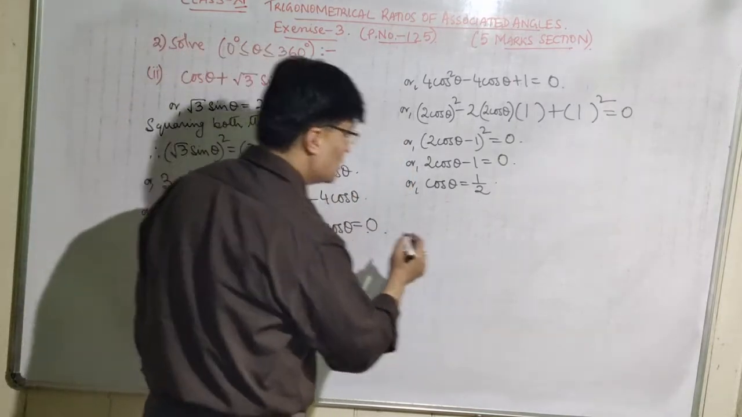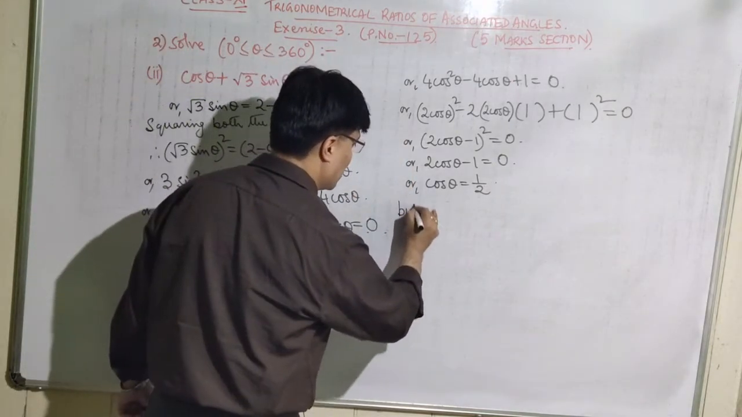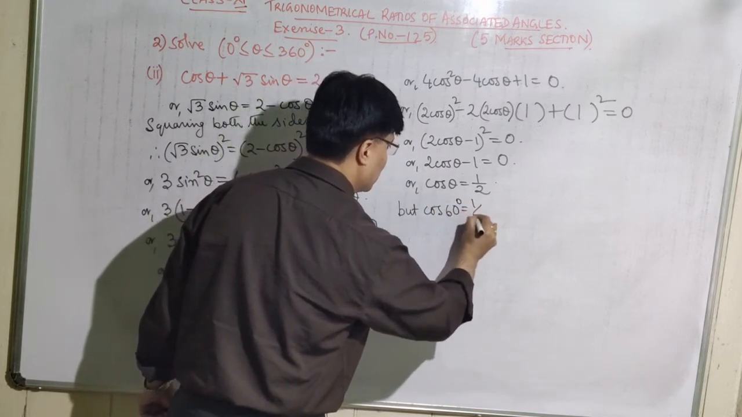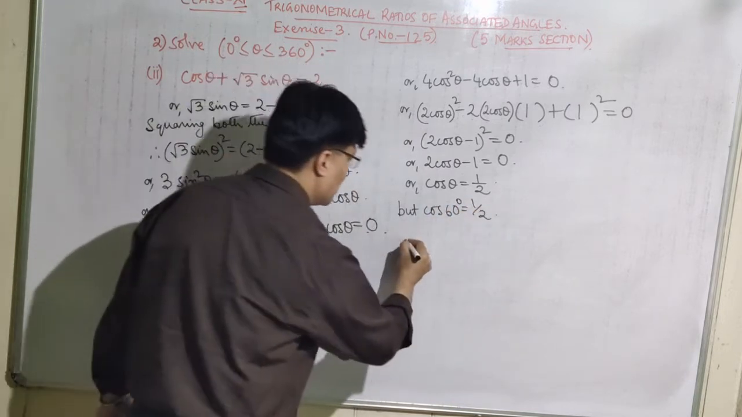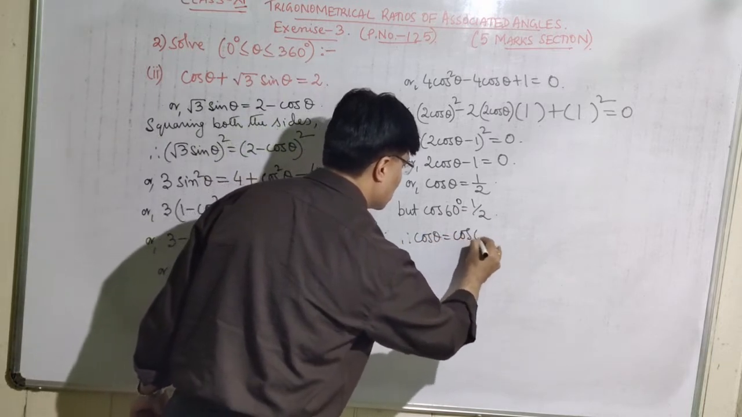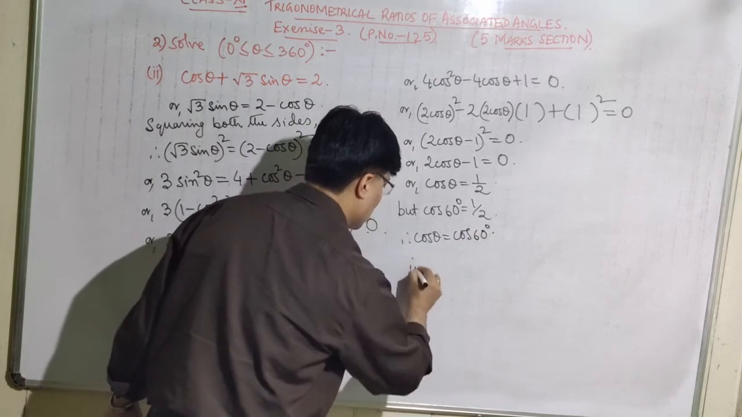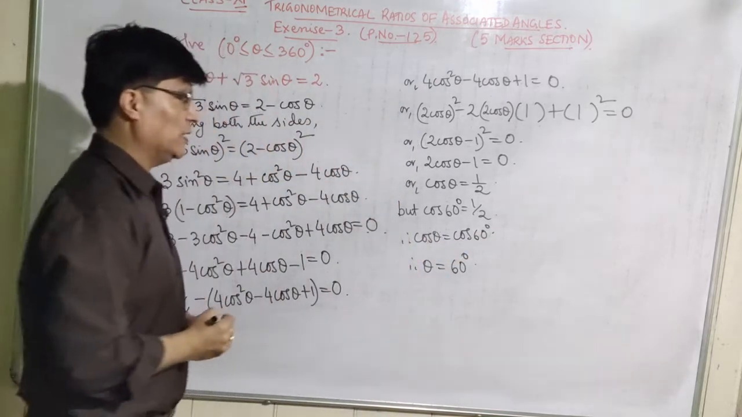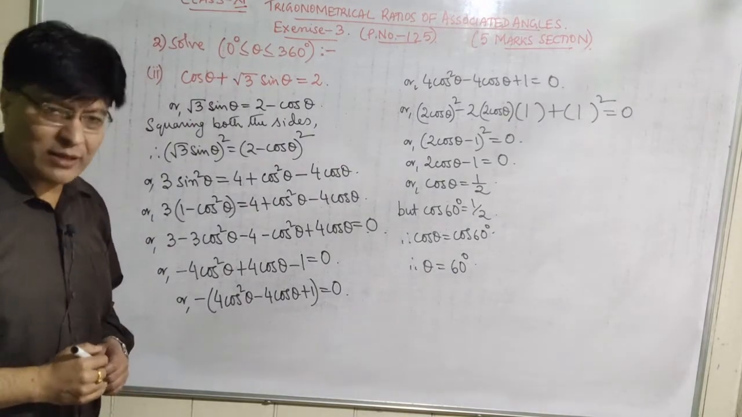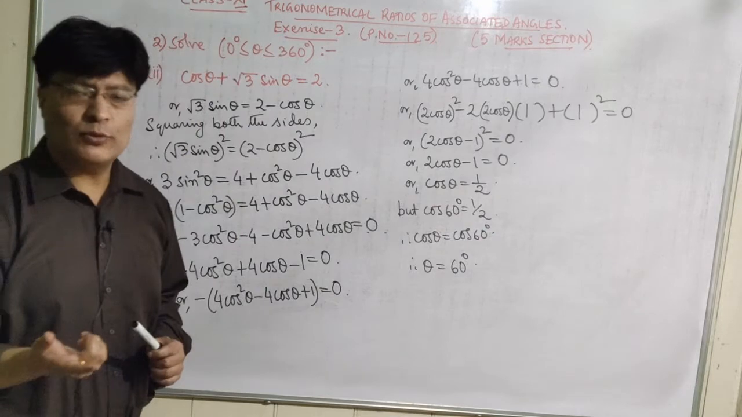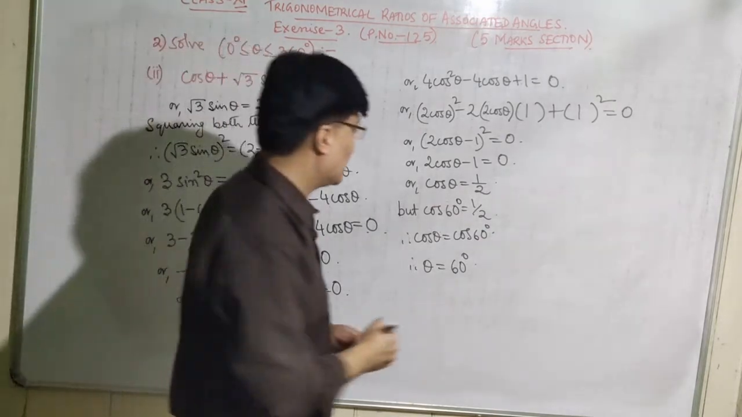But cos of which angle is half? Cos 60 degree is equal to half. So you can write here cos theta is equal to cos 60 degree. Therefore, what is the value for theta here? It is 60 degree. So we have got one of the values of theta. Now again you have to get the angle in which quadrant? In the fourth quadrant.